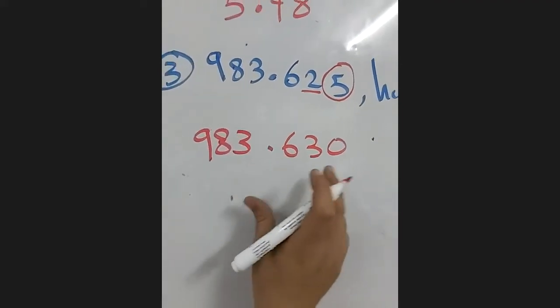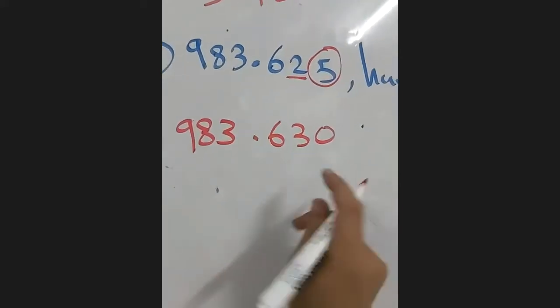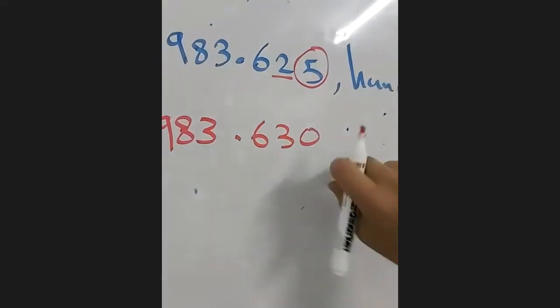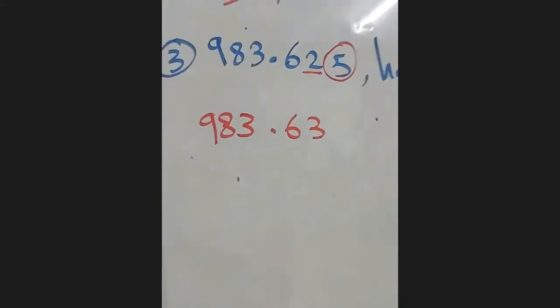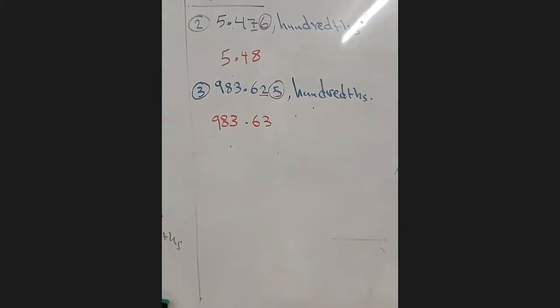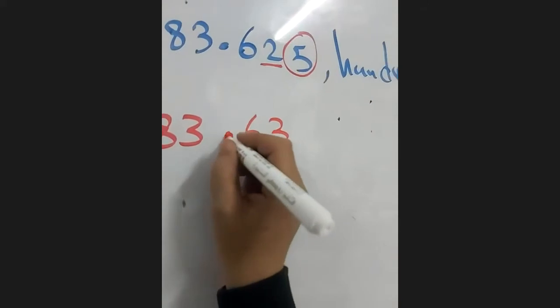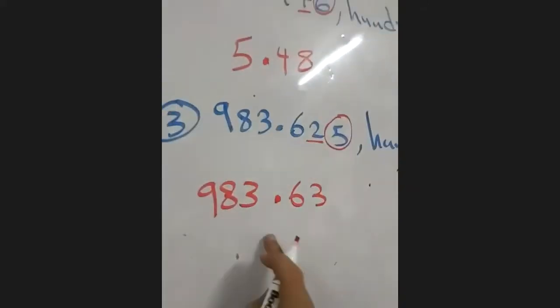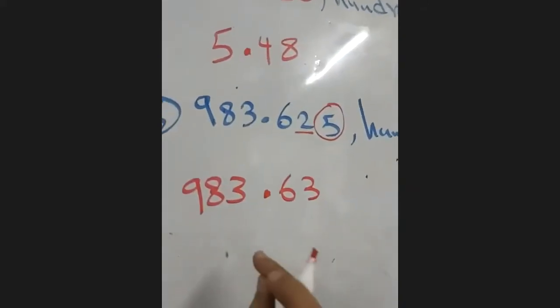But if you leave it, it's correct. But no need. If we have decimal, the last zeros have no value. So this is the rounding: 983 decimal 63. Don't forget the decimal point, guys, and make it clear in your book.